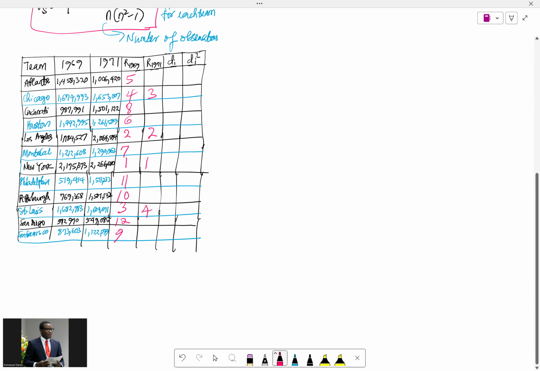Number six should be Pittsburgh. Philadelphia is 1511, Pittsburgh is 1501. That's number six. Number seven should be Cincinnati, 1501. Then number eight should be Houston, 1261. Houston is number eight.